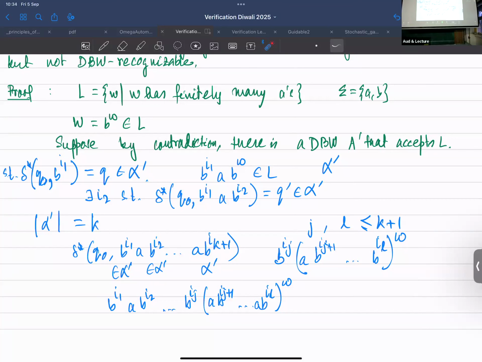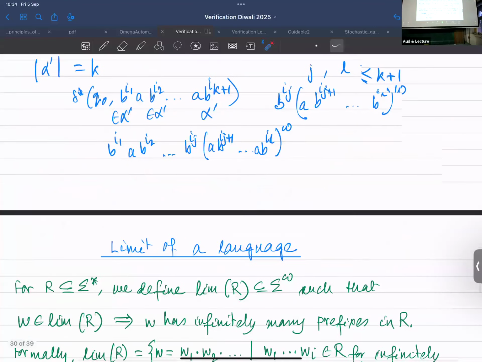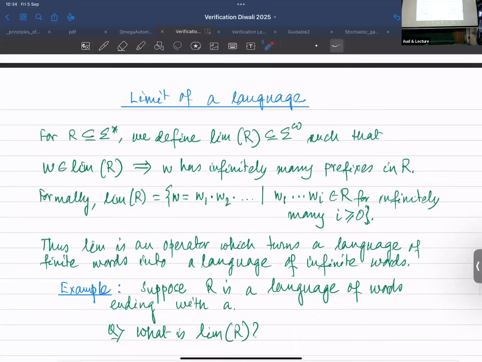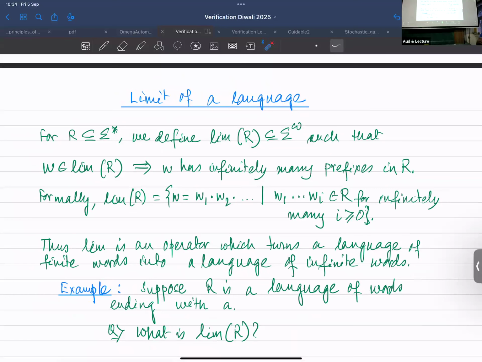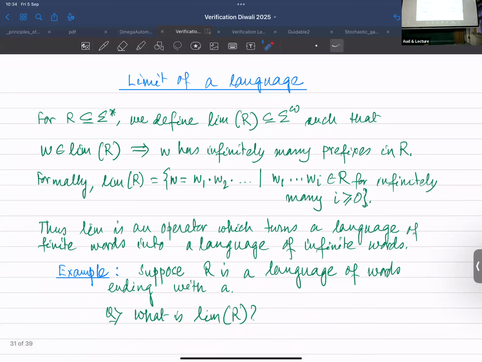Now we'll try to give some characterization of when a language is DBW recognizable. We'll try to give some understanding of that. For that, we define something called the limit of a regular language. When I say regular language, I mean that it's over finite words.